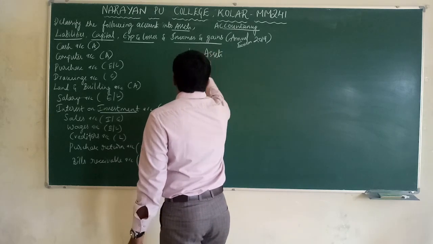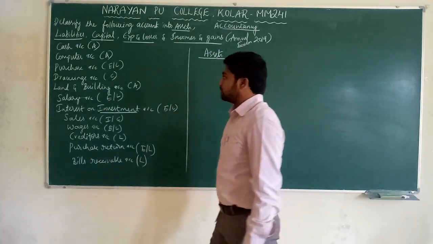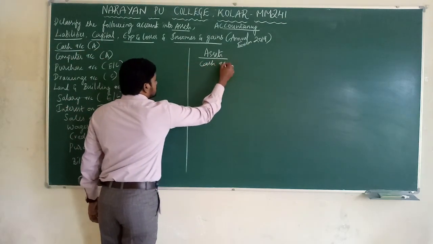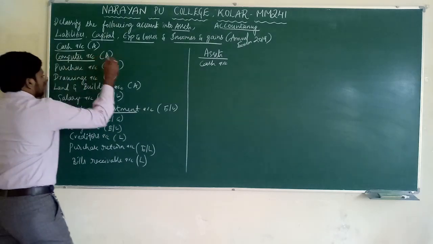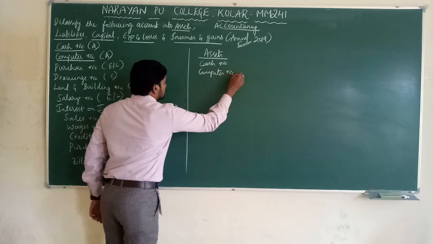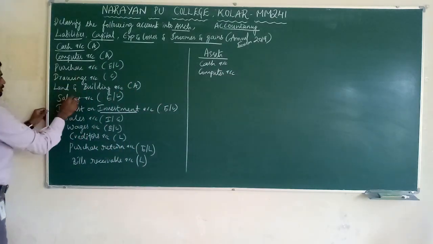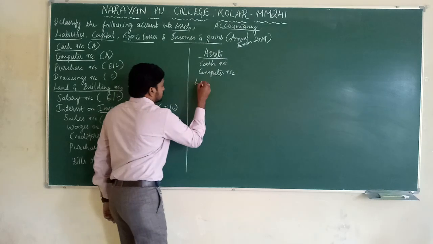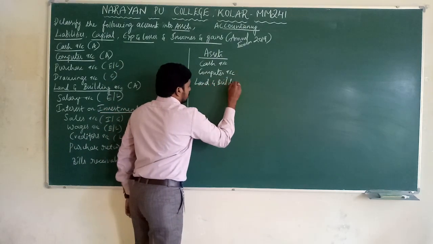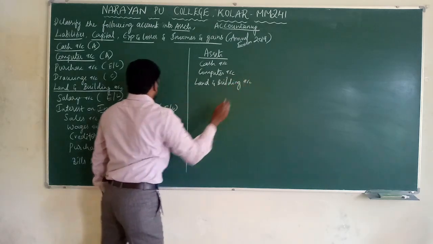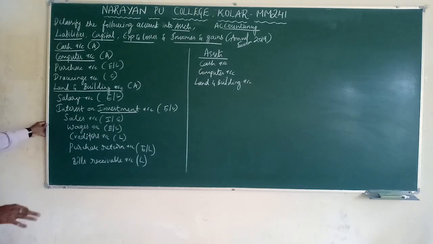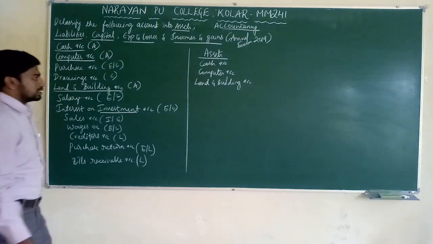Write down assets. Assets are the cash account. Write down here, cash account. Next, computer account. Next, after that, land and building account. Does anything else come under assets? No, only three items come under assets.